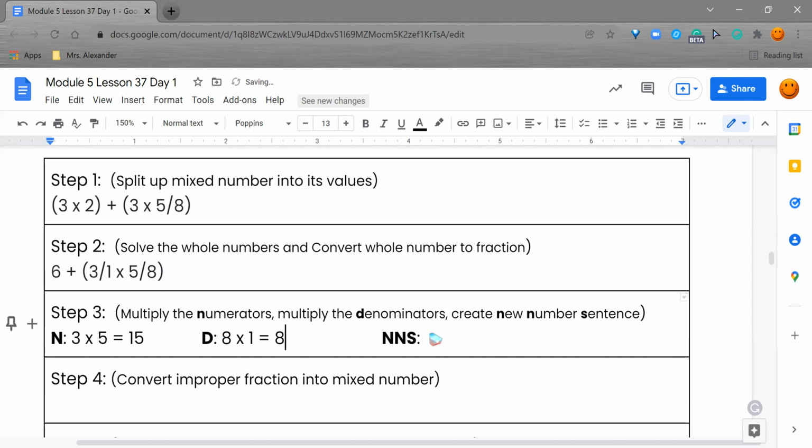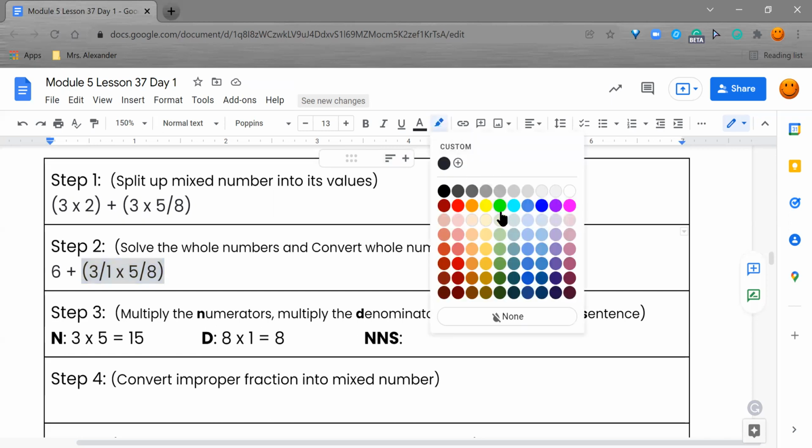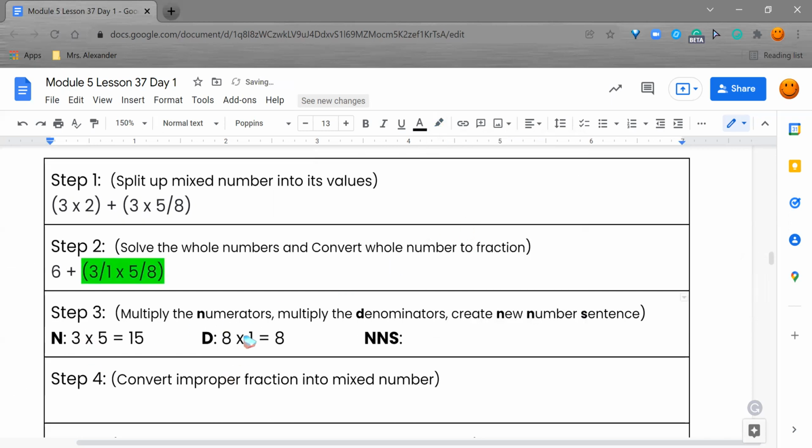Now I'm going to create my new number sentence. In order to do that, I need to take my 6 from here. I forgot to highlight this for you guys so you knew where I was getting my numerator and denominator. Sorry about that, my bad. So I'm going to take my 6 and add it, but now I have a new fraction. It's 15 over 8. Oh, 15 over 8. Sorry, you guys, typo.